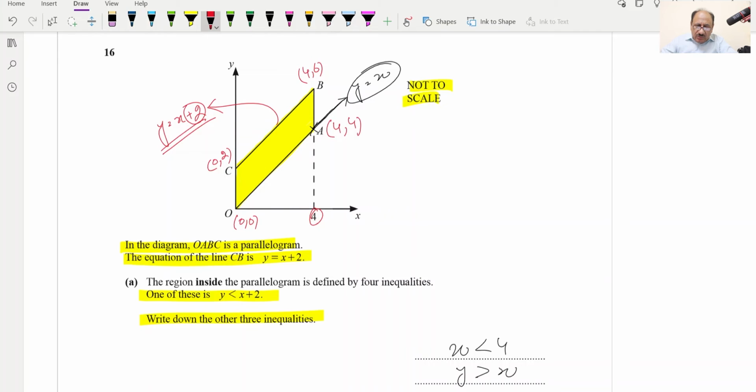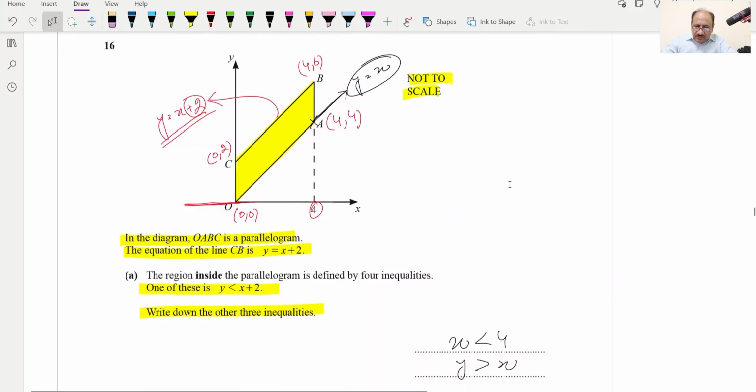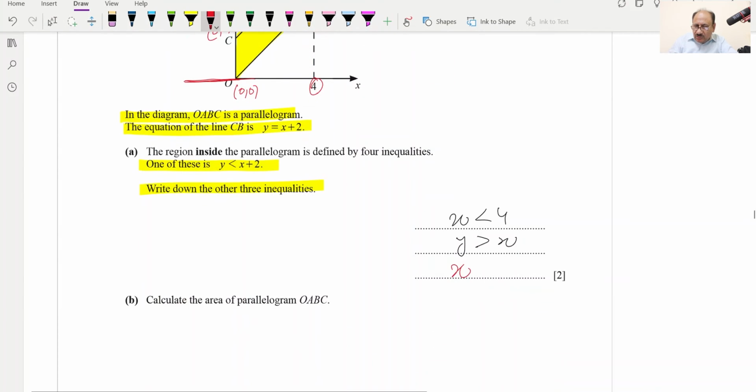Then x value is greater than 0. If you check, nothing is negative, so everything x value is greater than 0, so we can write x value. I will change the color, so x value is greater than 0. These will be the 3 equations required, and this is the 2 marks part.